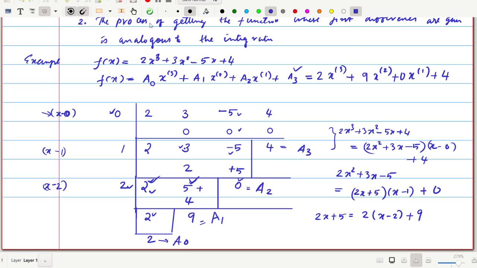Now next we will find how to get a function that is going to be the first difference of f(x). So we will show how to find that. That means we need to find capital F(x) such that the first difference of capital F(x) is small f(x), that is 2x cube plus 3x square minus 5x plus 4.